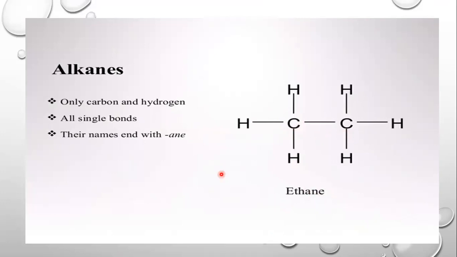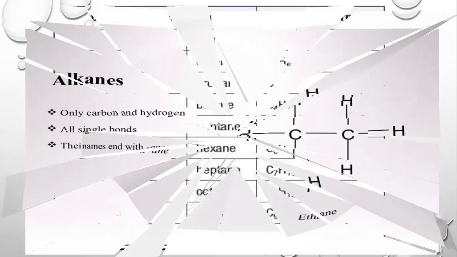One thing more you have to be clear about is that carbon makes only four bonds. Either all are single covalent bonds, or maybe one double bond and two single covalent bonds, or one triple bond and one single covalent bond.